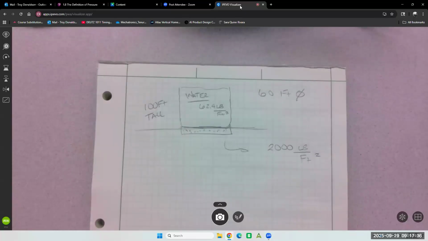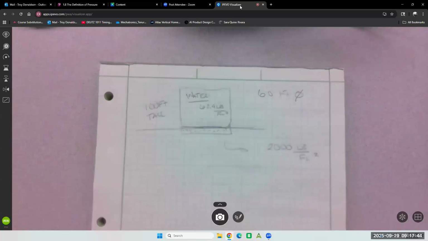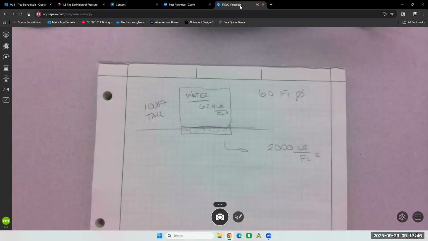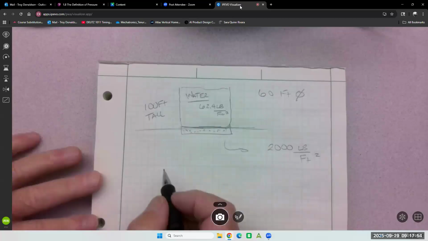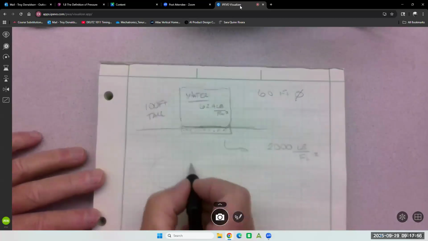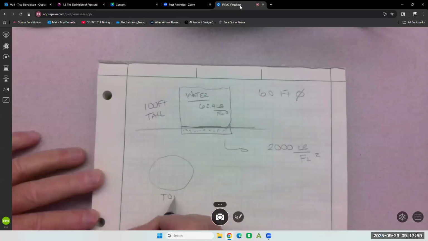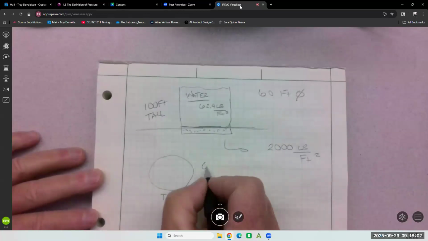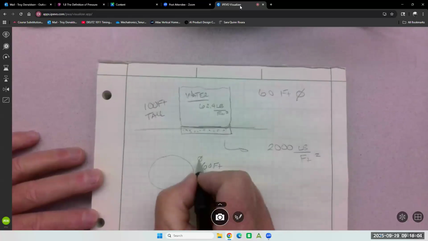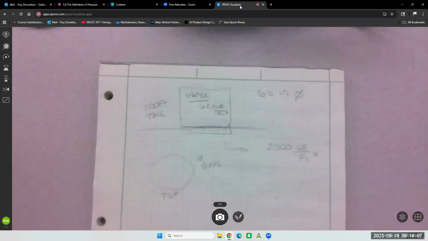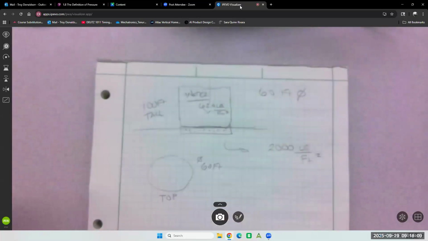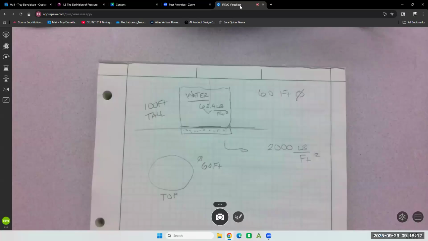So what do we got to do first? We could calculate the area first. That'd be fine. We're going to need that, right? Yeah. So the area looks like this, looking at it from the top view. And what's our diameter? 60 feet. So that's the area that this water is going to act down on. So let's calculate that area first.